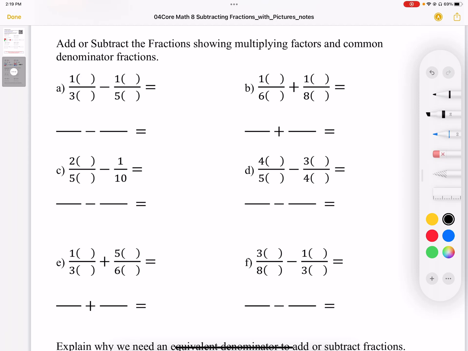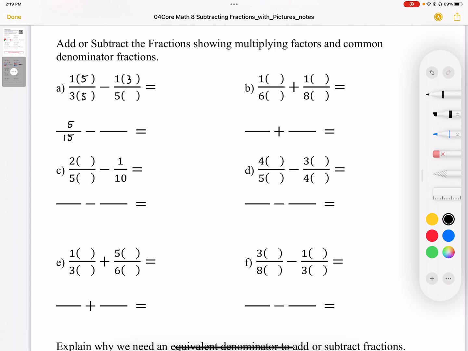To add and subtract these fractions, we need to get a common denominator. So the common denominator for the first one, for 1/3 and 1/5, is going to be 15. So I need a times 5 here. I need to balance the fraction with a times 5 to get 5 over 15. Make sure you're writing in these factors, multipliers, and the common denominator fraction.